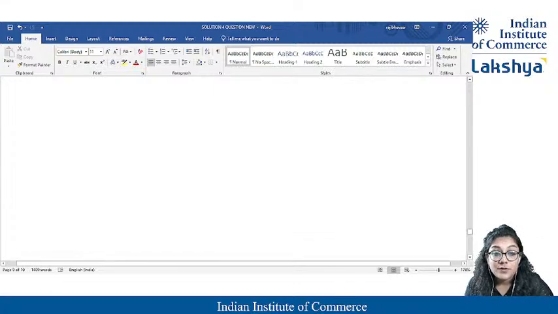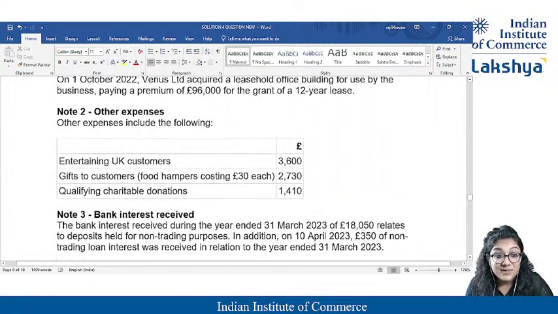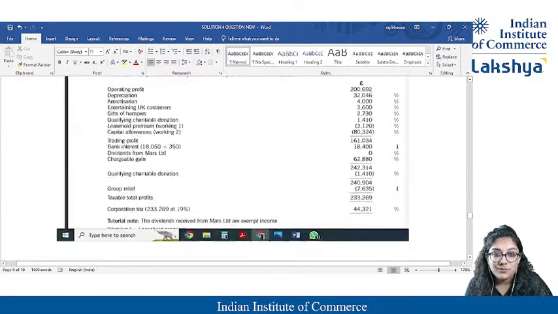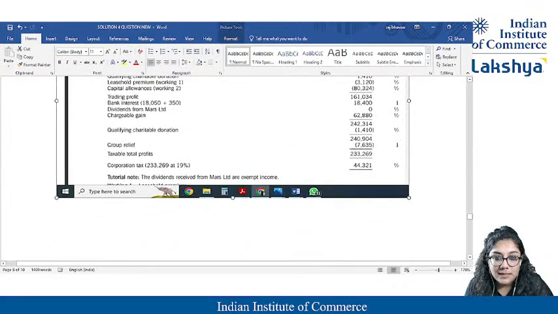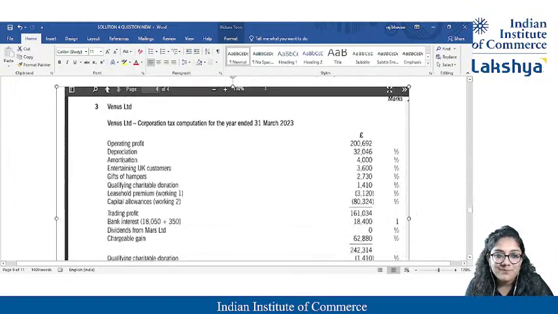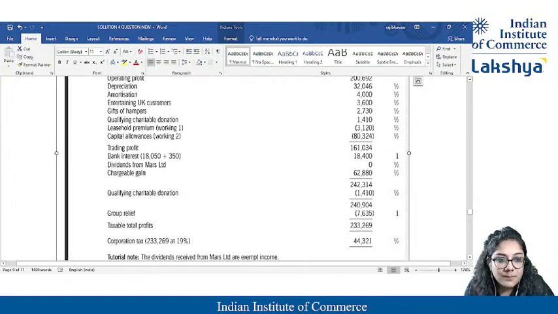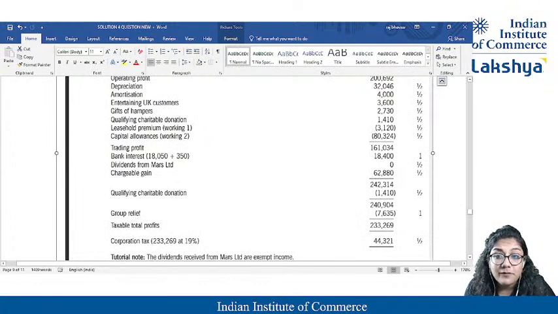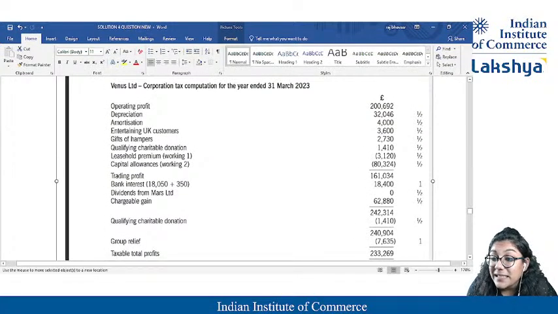Don't trust me, I have to show you. See if you can check over here. I'll make it very big. Did you get to see here? Dividend from mass, 0 also they give half marks. For each individual item you get marks.